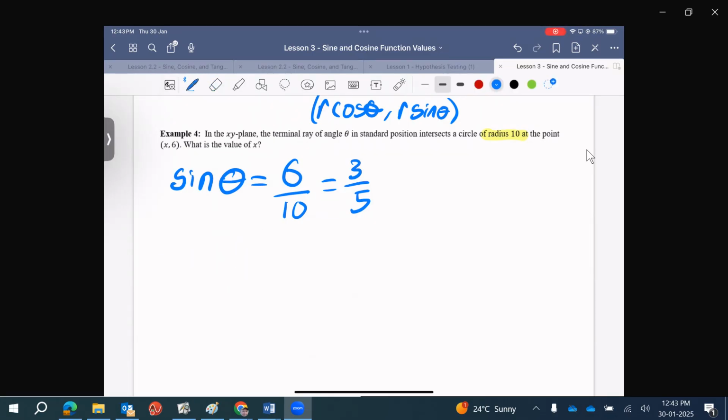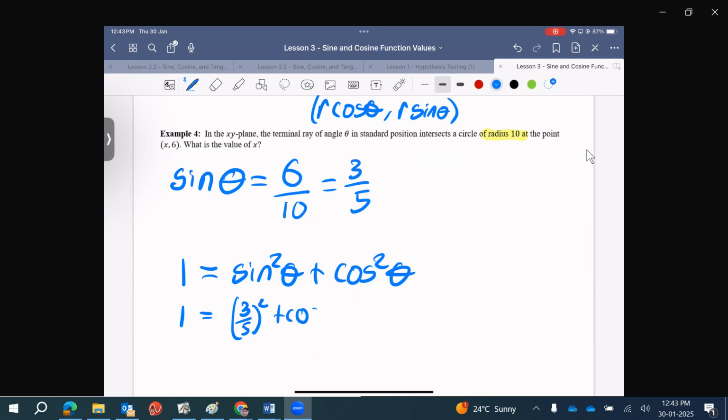Next up, we'll use the Pythagorean identity. And this tells us that 1 is equal to sine squared theta plus cosine squared theta. This is the identity, always. So into that, we can say that 1 is equal to 3 over 5 squared plus cosine squared theta. We're only looking at the sine value and the cosine value.